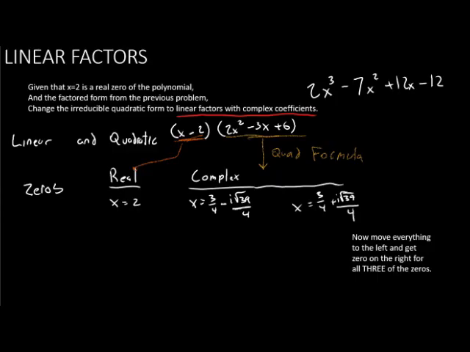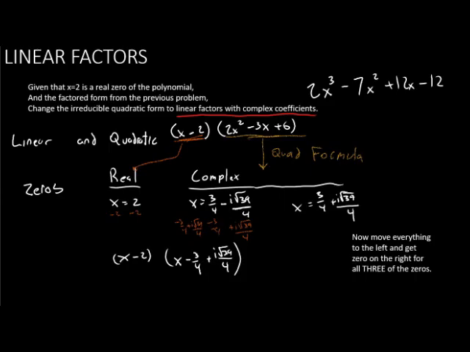If we did this to our x equals 2, we'll subtract 2 from both sides and end up with x minus 2 for our first factor. If we do the same thing to our first complex zero, we will be subtracting 3/4 from both sides, and then also adding i root 39 over 4. Don't worry about what exactly that is. We can just keep that as an irrational number over 4. So in our first complex factor, we'll end up with x minus 3/4 plus i root 39 over 4.